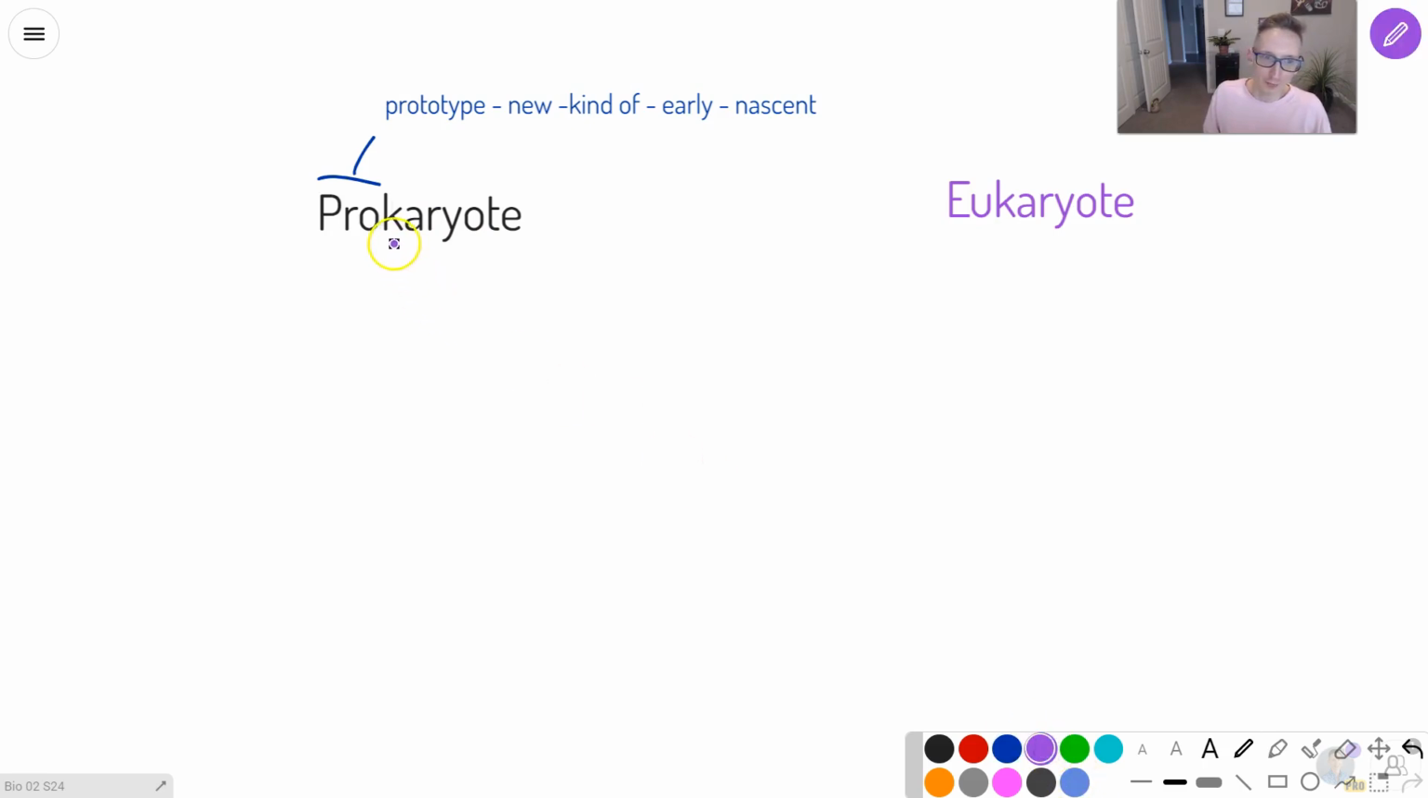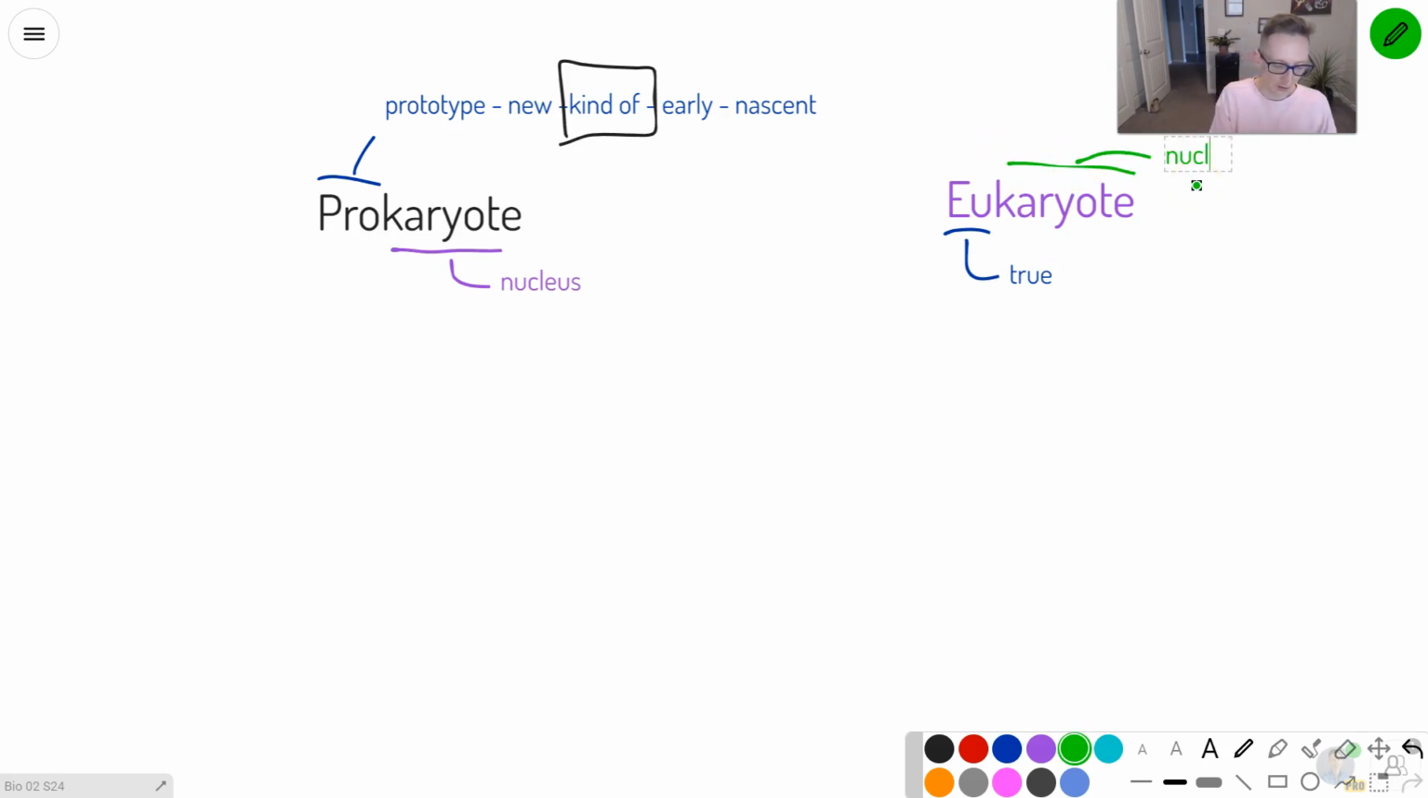Prokaryote, what does karyote mean? Karyote means nucleus. So it's a new, kind of early, nascent, semi-nucleus. It's kind of a nucleus. You can really think of it as this one. It's probably the best one. It's kind of a nucleus. What does this mean? This means true. And this means, again, nucleus. So a prokaryote has kind of a nucleus.